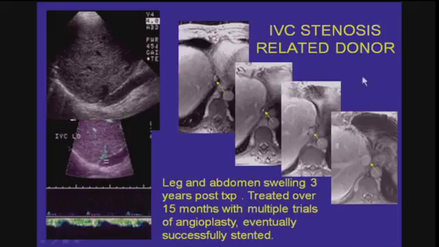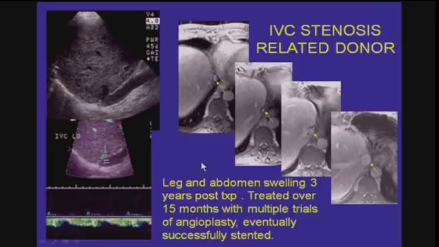Again, this is a patient who's a living-related donor, and he had symptoms for 3 years after his transplant. You can see here the IVC is dilated, proximal to the stenosis up here, and nothing really worked. Here's an MR for you just to show you how tight this was. This is above the stenosis. It's opened up a little bit, but here it is just pinhole, just a couple of millimeters.